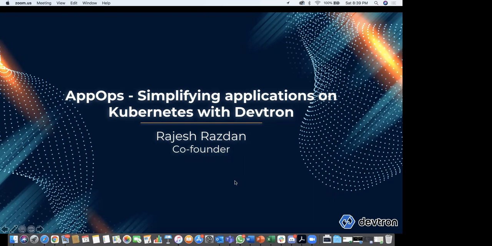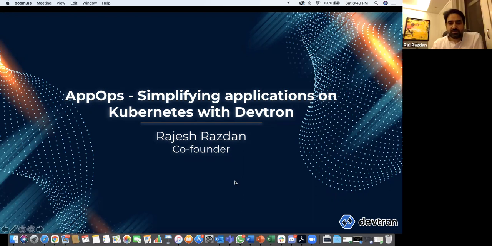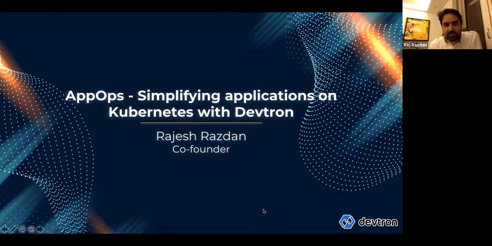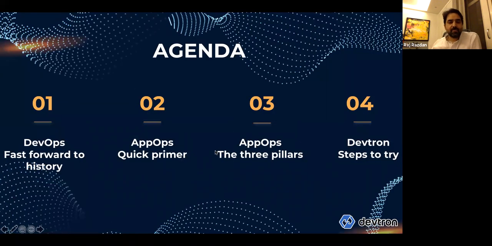Wonderful. Okay, so as I said, introduction into AppOps. But before we do that, let's just go to 1 second. Okay. So this is the kind of agenda. We'll talk about a few steps. We'll talk about DevOps, fast forward to history, a quick primer about AppOps and what the pillars are, and then go from there. And then how do you try Devtron, and so on.